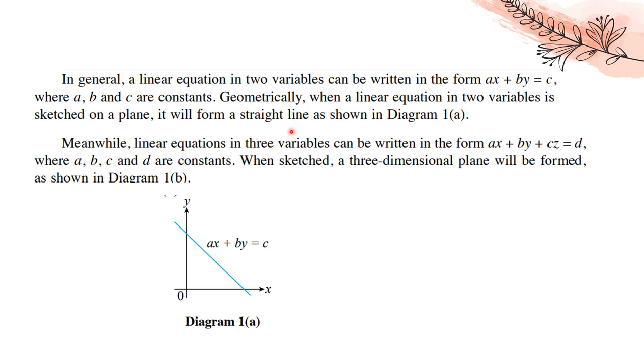Meanwhile, a linear equation in three variables can be written in the form of ax plus by plus cz equal to d, where a, b, c, and d are constants. When sketched, a three-dimensional plane will be formed as shown in diagram 1b here. So, there is an addition of the z-axis here. This is for a linear equation in three variables, while this one is for a linear equation in two variables.